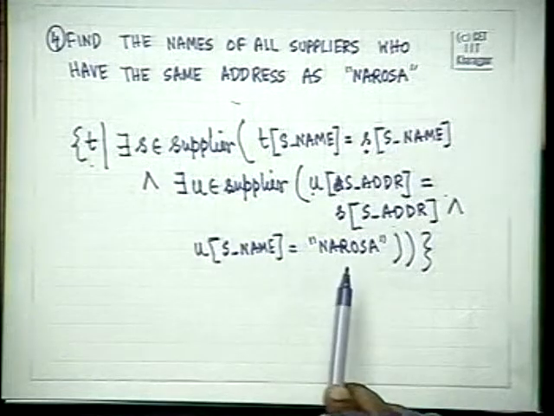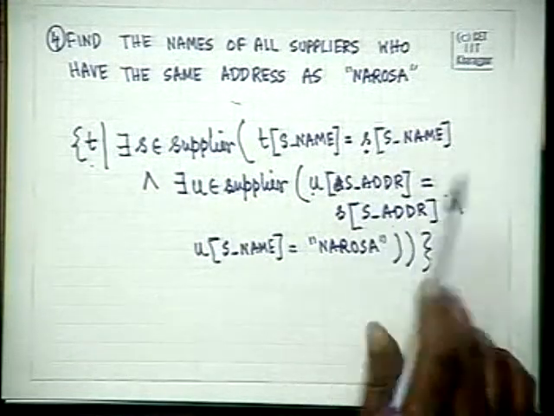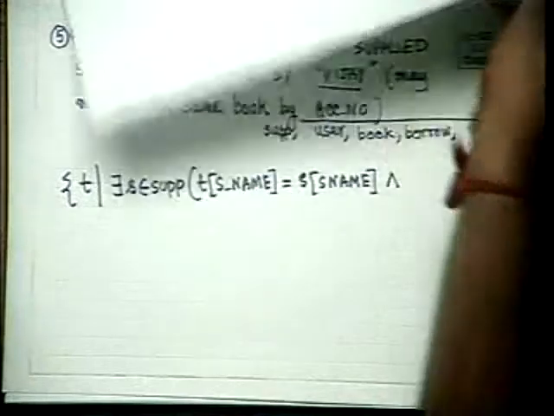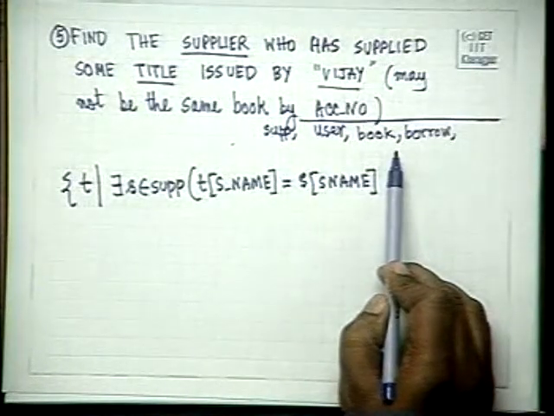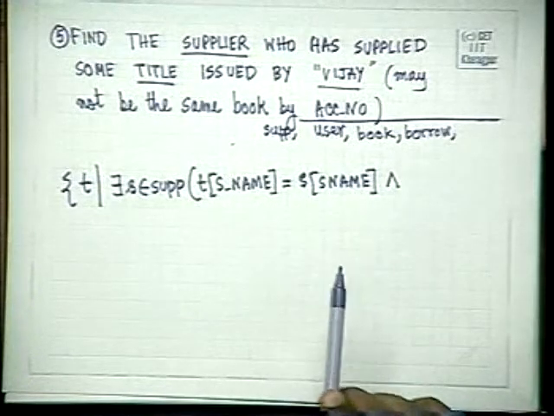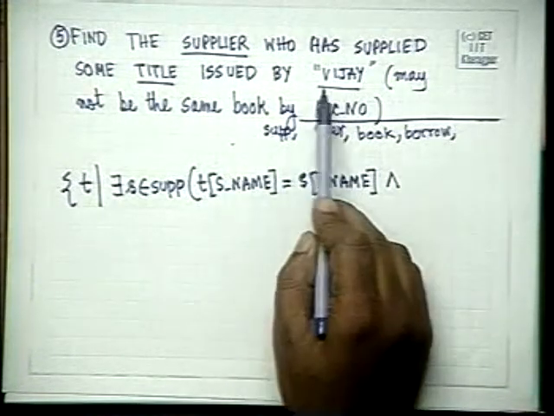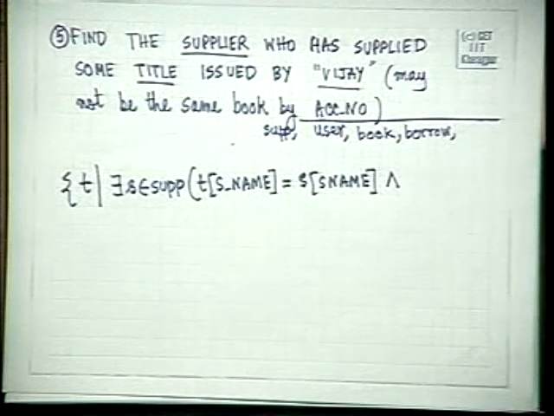Find the names of those who have got the same address. Here you will have to use book twice to find out those titles which have got the same accession number as the book which has been issued by Vijay.